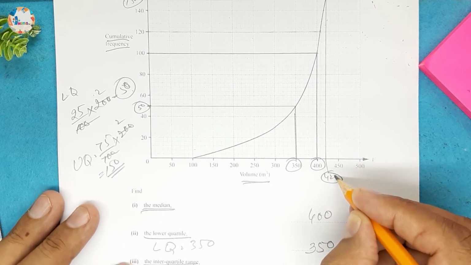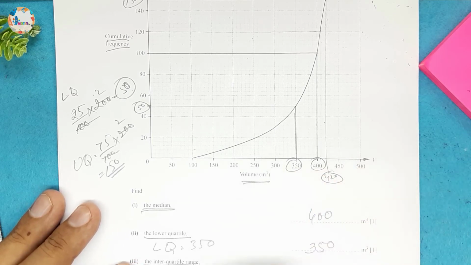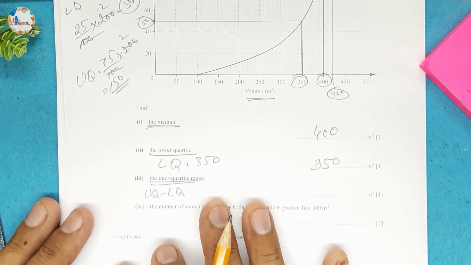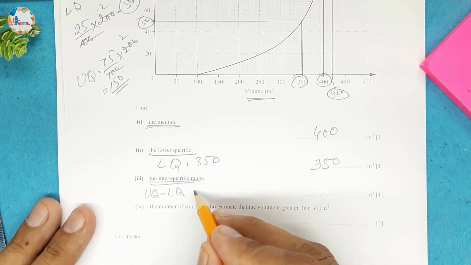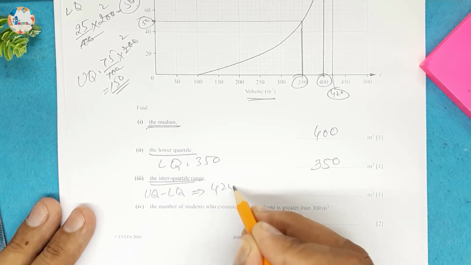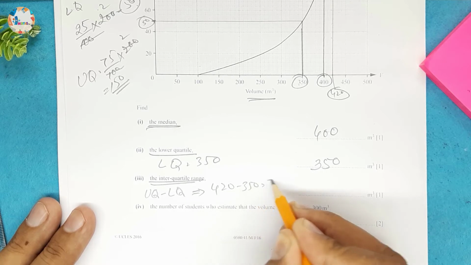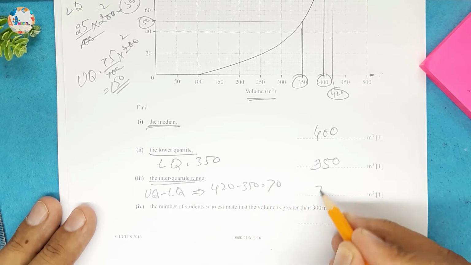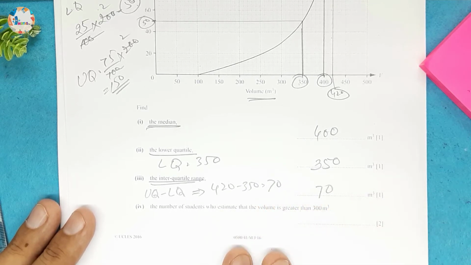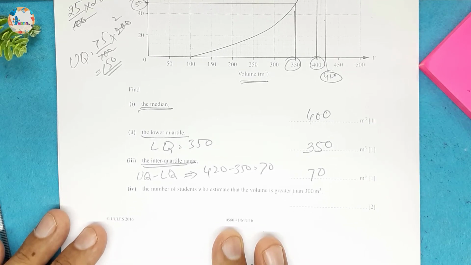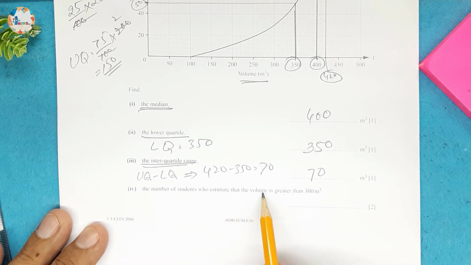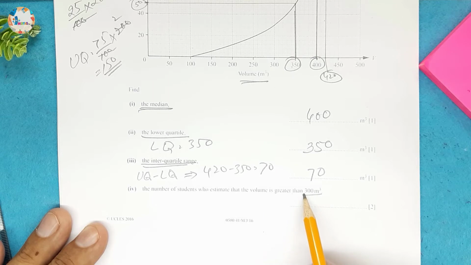So 420 minus lower quartile, which is 350. So we can write 420 minus 350, which is equal to 70. So our answer will be 70. Hopefully you understood this. The number of students who estimate the volume greater than 300.